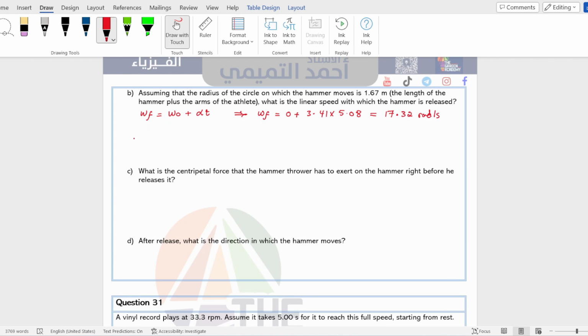Once we found omega final, now we can simply say that V final, or the linear speed once he releases the hammer, is equal to R times omega that we have just found. The radius of rotation is given as 1.67, so V is equal to 1.67 times omega final, which is 17.32, and the answer of this will be 28.93. And the units, of course, it's very important to remember units: meters per second.